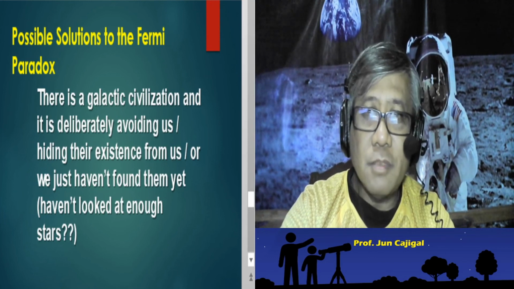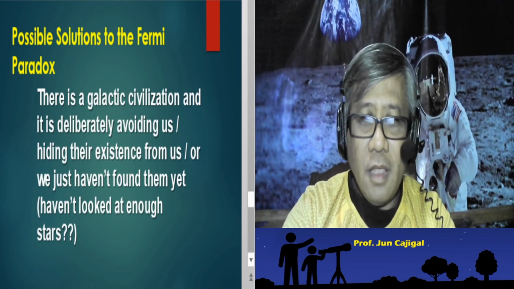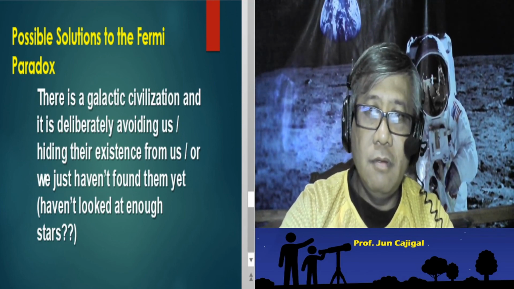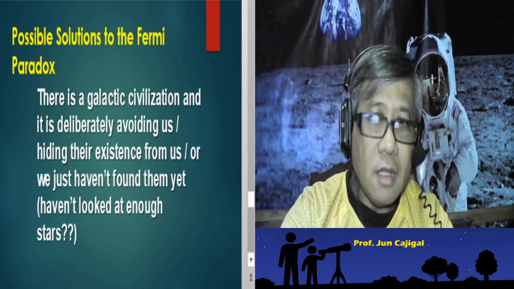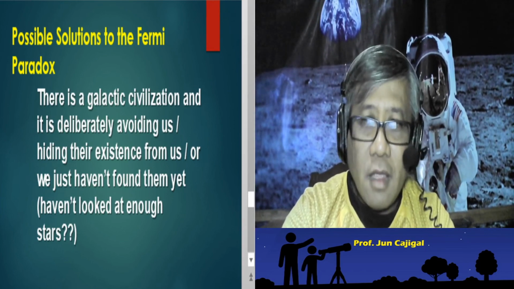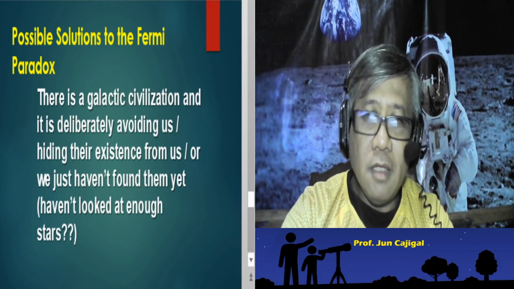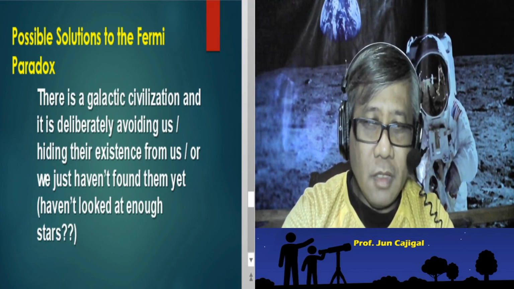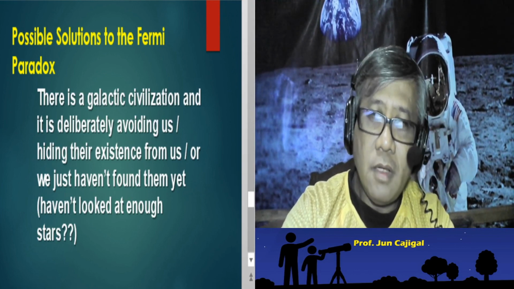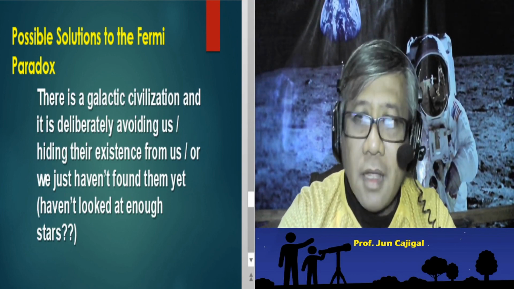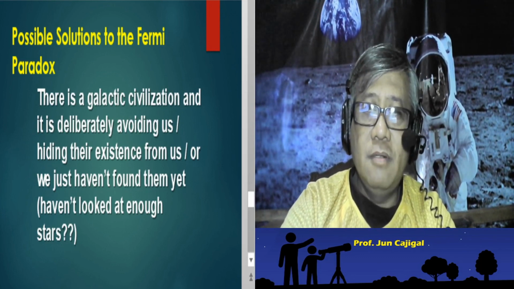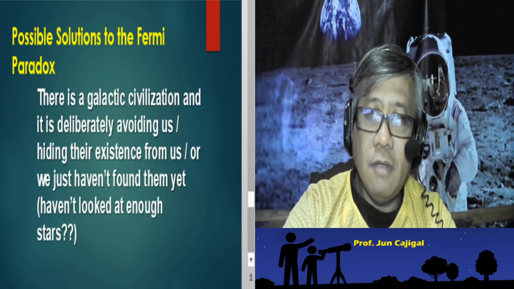So, baka may aliens, pero they are avoiding us. And they are hiding their existence from us. Malay nyo, yung katabi ninyo, o diba? Tumingin kayo sa kaliwa, tumingin kayo sa kanan. Baka yung katabi ninyo ay alien na. Diba? Baka nagtatago lang sila dyan. They are disguising as one of us. Diba? Hindi natin alam. They are avoiding us, hiding their existence from us. Baka nagtatago sila sa ilalim ng dagat. Di ba? Okay, we don't know. Okay? Alright, so that's one possible solution to the Fermi paradox.